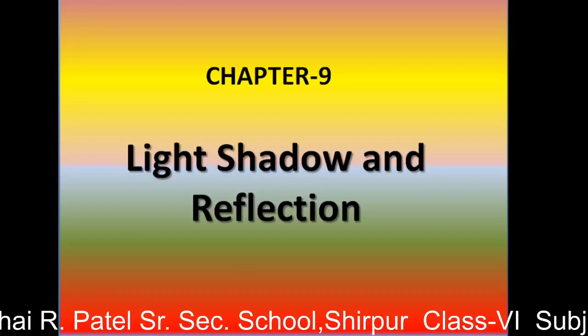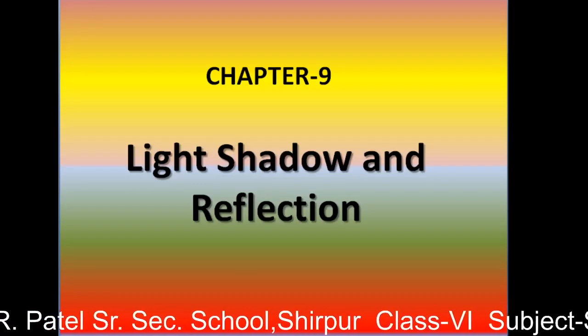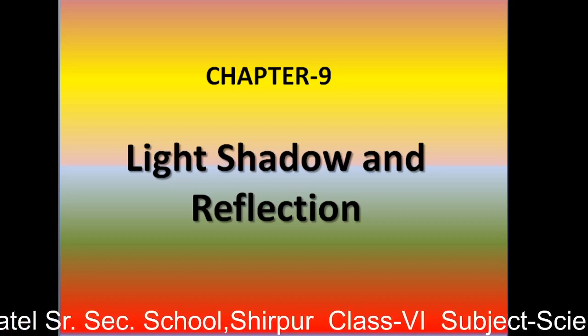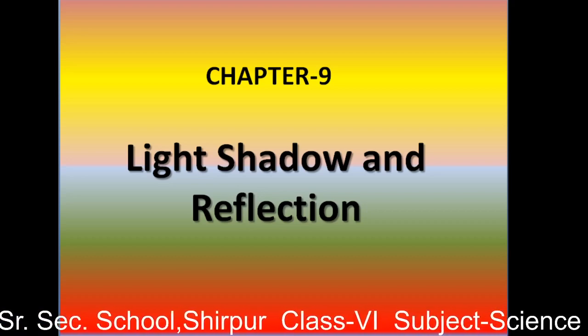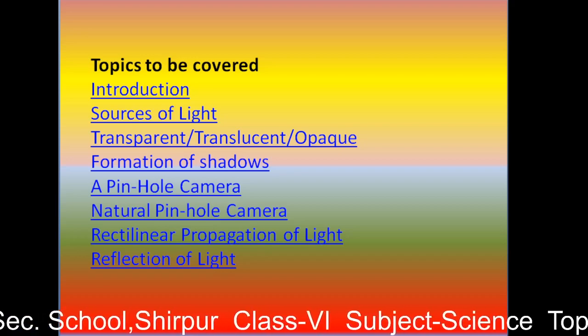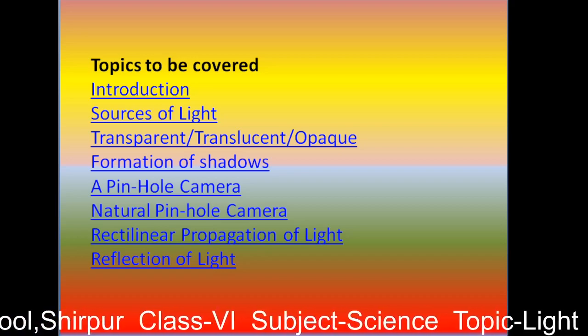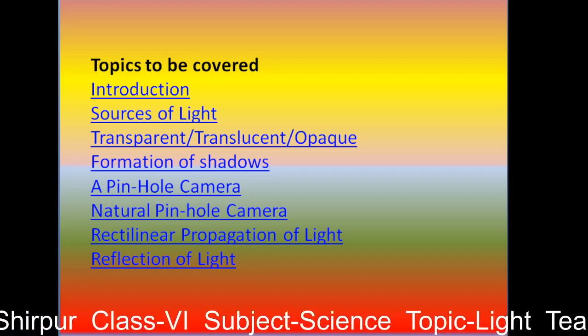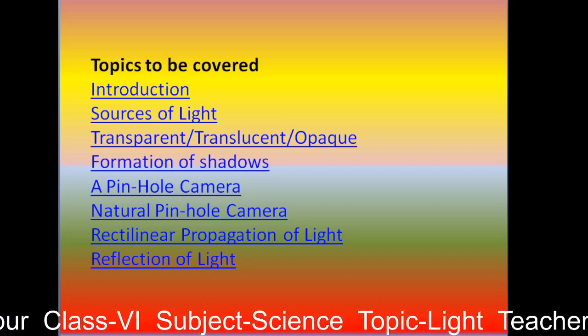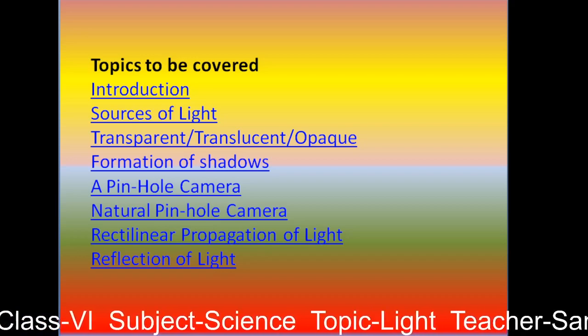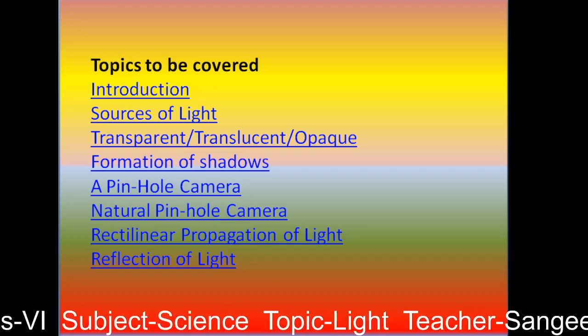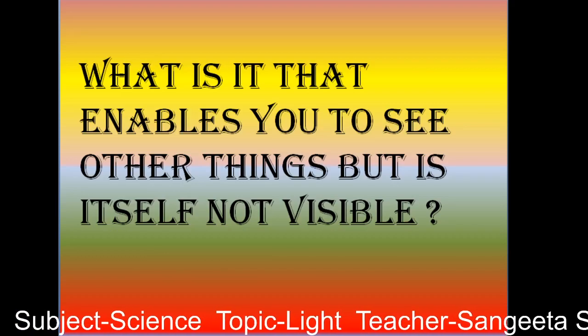Welcome students. Today we are going to learn chapter 9, light, shadow and reflection. In this we will cover topics like sources of light, transparent, translucent, opaque objects, formation of shadows, a pinhole camera, natural pinhole camera, rectilinear propagation of light and reflection of light.